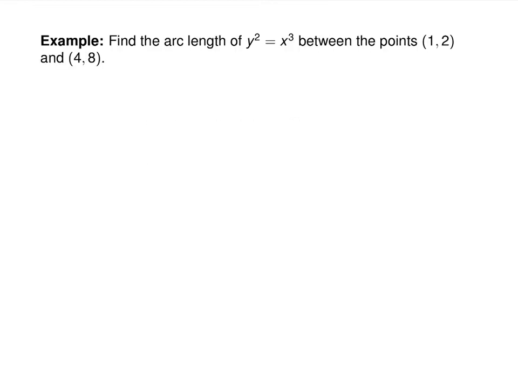All right, let's find the arc length of y squared equals x cubed between the points (1, 2) and (4, 8). So first of all, let's solve this for y. y is equal to x to the 3/2. So between this point and this point, our length formula is the integral from a to b of the square root of 1 plus f prime of x squared dx. So let's find y prime. y prime will be 3/2 x to the 1/2.